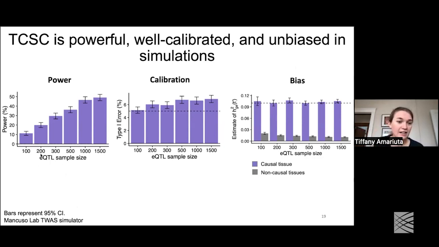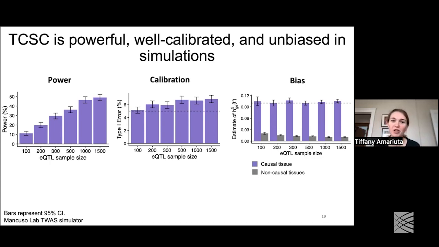So effectively for power, TCSC is moderately powerful, and you can see at average GTEx tissue sample size, which hovers around 300, this power is modest, around 30%. So this demonstrates that it is not a really simple task to tease apart tissues when there is such a high amount of co-regulation. This power would obviously increase as tissues become more independent from one another.